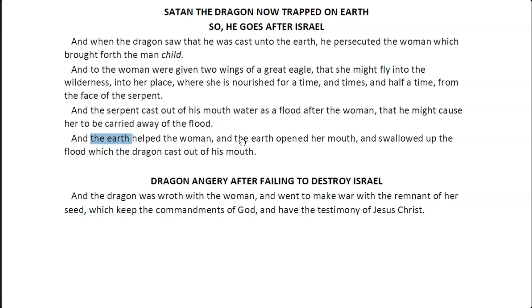Right? And those people helped the woman and testified of the Lord, opened her mouth, and swallowed up the flood. Did what? Converted this group of people that Satan sent after Israel. They turned to the Lord instead of the other way around. It swallowed up the flood which the dragon cast out of his mouth. So that's what's happening here.